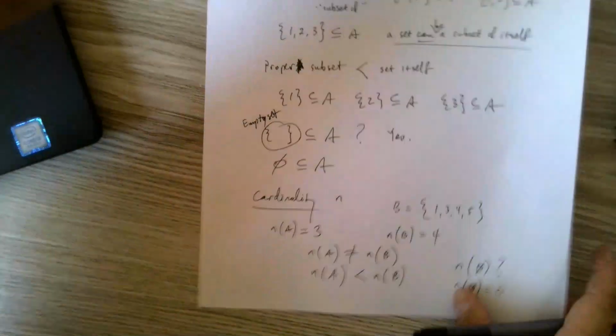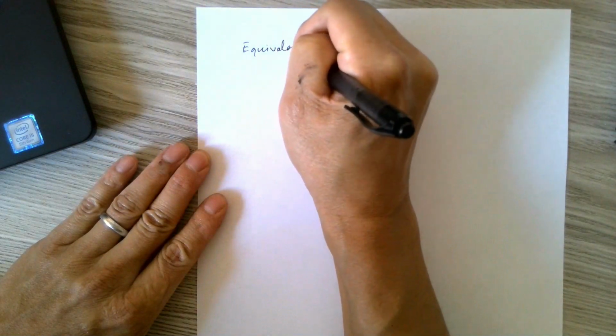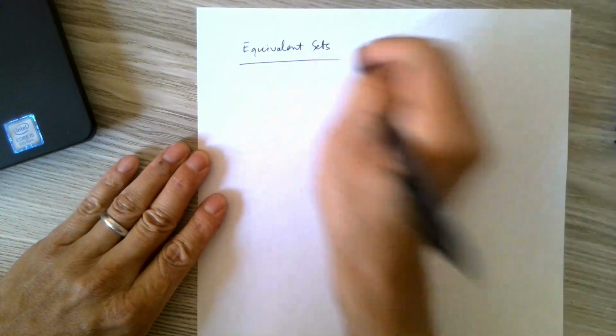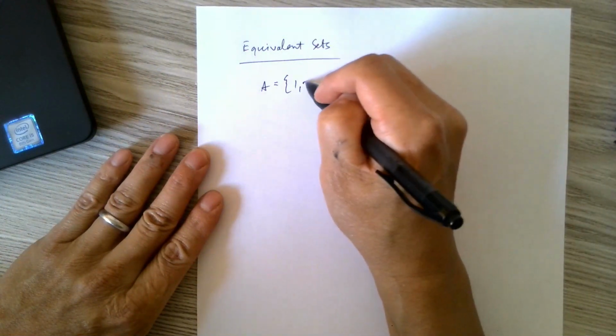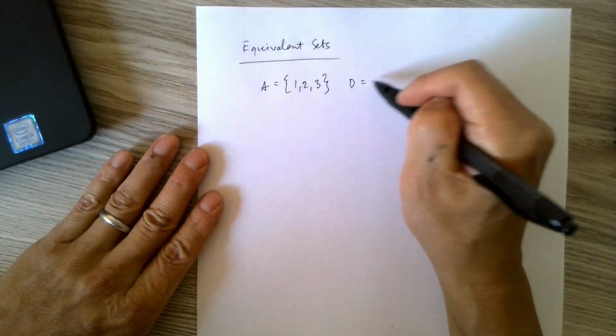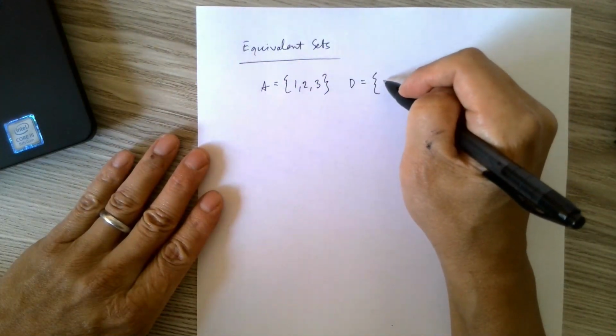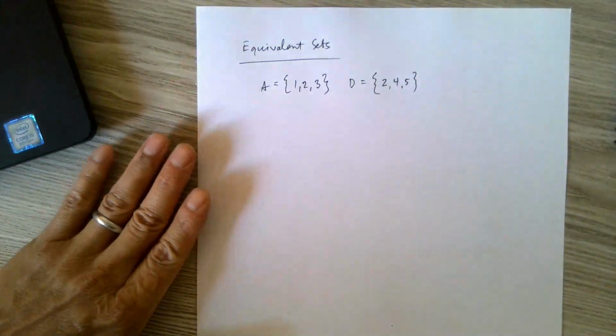Okay, finally, we come to the idea of equivalence. When are two sets equivalent sets? Let me reiterate what set A had: 1, 2, 3. And I'll create a new set, let's make it 2, 4, 5. We'll call it set D.